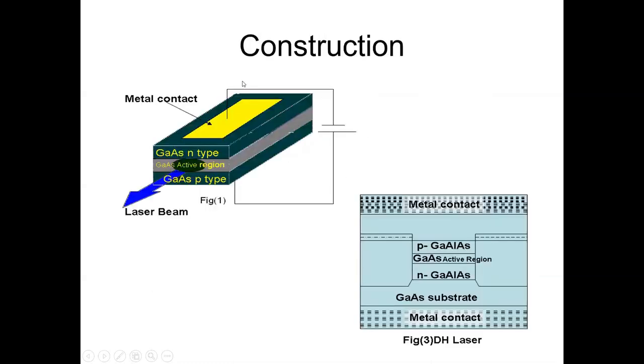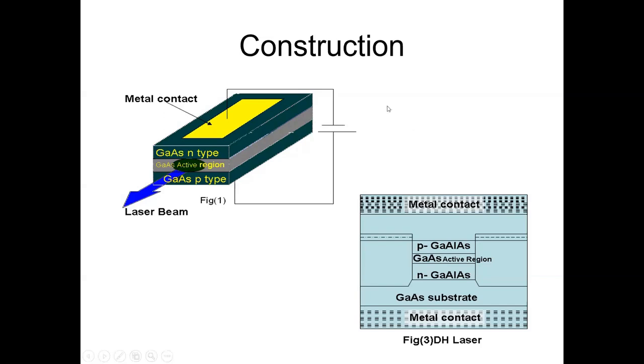Construction of the semiconductor laser we can do in three different structures. One is homostructure, other one is heterostructure, and other one is double heterostructure. Homogeneous means both N-type, P-type, and in active region also same kind of semiconductor material. Here also gallium arsenide, gallium arsenide, gallium arsenide, N-type, P-type, and active region. In all three regions, if we are having same kind of material, that kind of structure is called homogeneous structure.